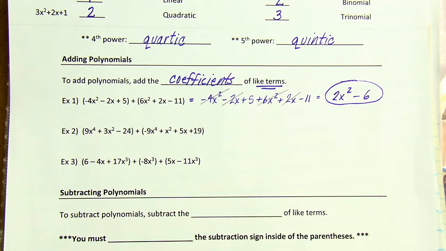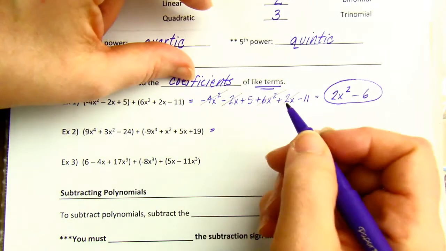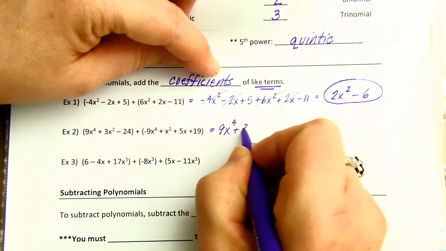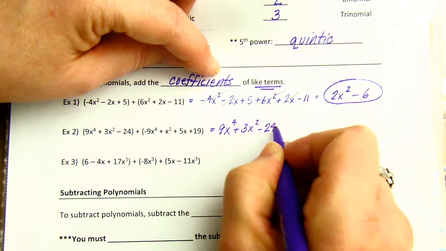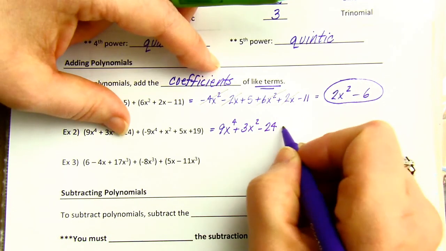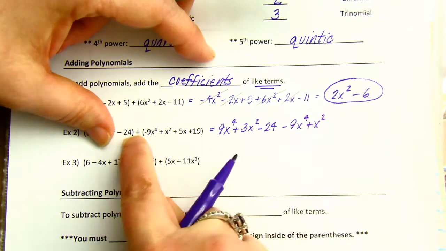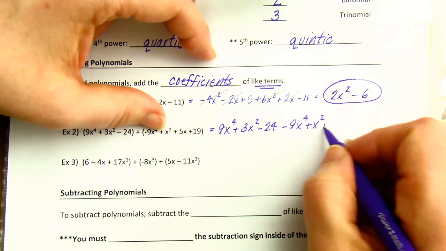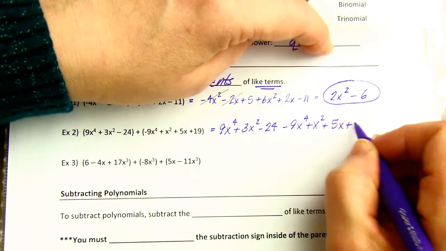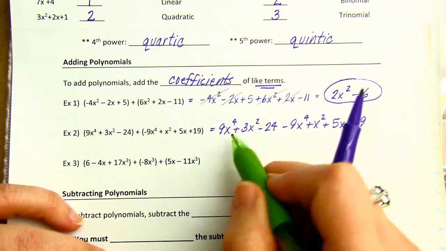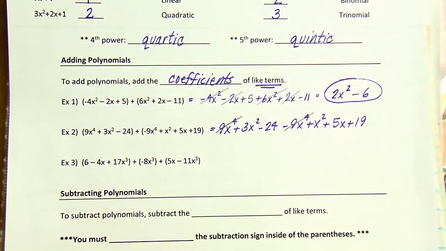You could pause the video right now and try the next two. All right, so what do I got? 9x to the power of 4 plus 3x squared, subtract 24, minus 9x to the power of 4 plus x squared. Remember, I'm distributing a positive 1, so none of these signs are going to change, plus 5x plus 19. All right, now I'm going to combine my like terms. Fourth is the highest degree, and they're opposites, so they're going to sum to 0, so they go away.